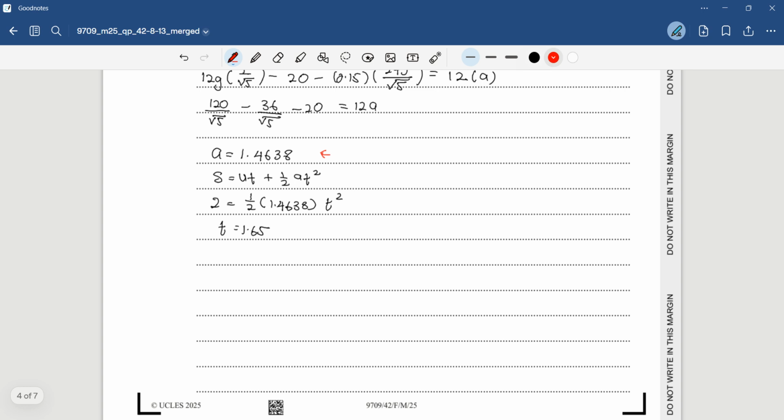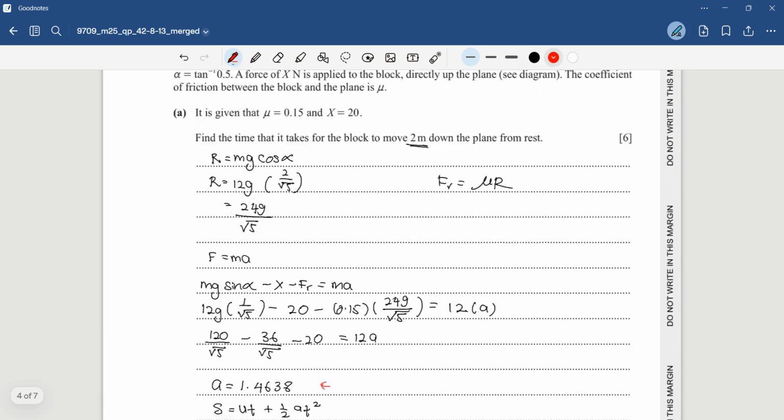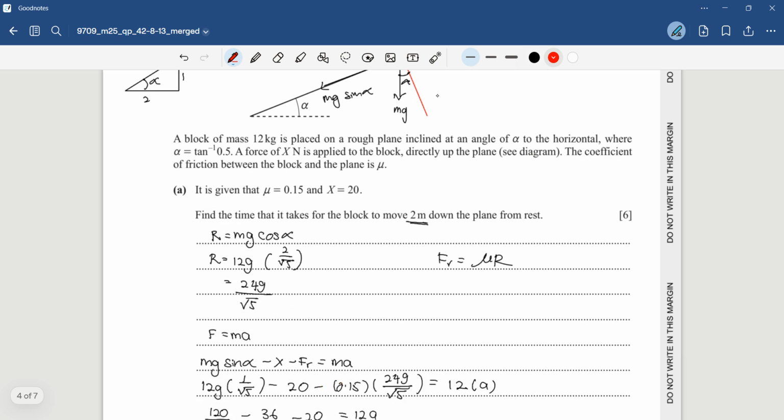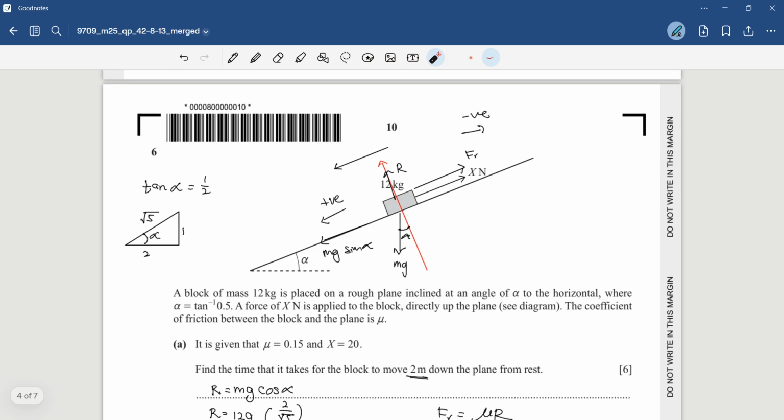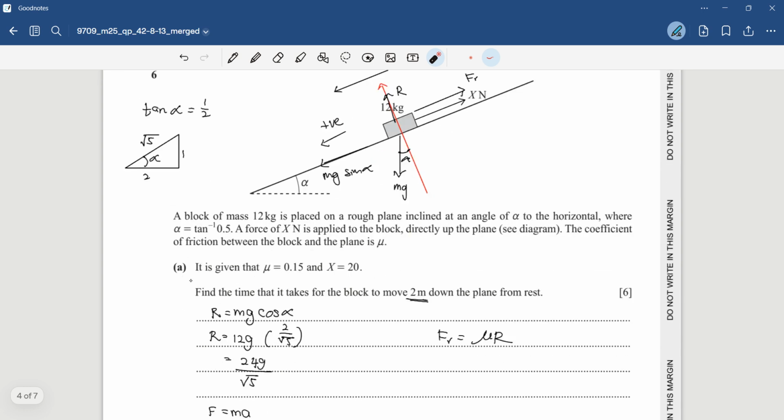Okay, so I'll just recap this question again. First, the question said find the time taken to move. What I know is that when the object is moving downward or upward, my vertical direction is always in equilibrium because it never moves up and down. It never moves in the vertical direction. So I resolve my vertical upward equal to downward, so I'll get my R. Okay, my R equals this.